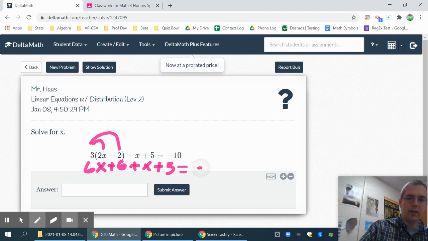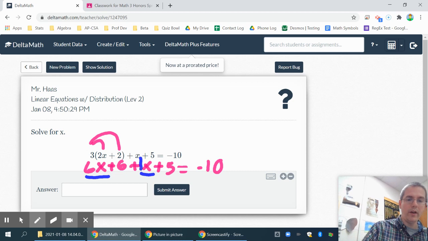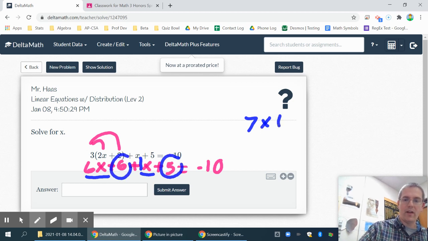equals -10. Once the parenthesis is gone, I still have some things to simplify on this left-hand side because I have some like terms. You might notice that the 6x and the x go together. Remember, that's an understood 1. So I'm going to write this over to the side. That's a 7x. And then I can also put my 6 and my 5 together. So 6 plus 5 is 11. They are also like terms since neither one had a variable.